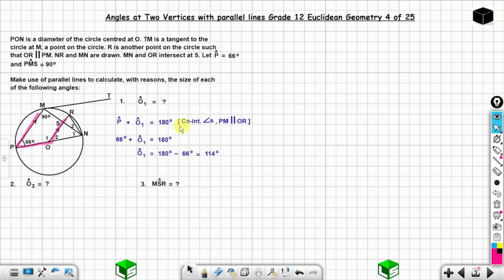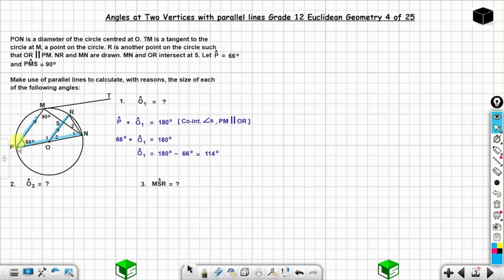Let's carry on. Now we have to find the angle O2. I can find O2 using the straight line, but the question says make use of parallel lines. So we are going to make use of parallel lines. To find O2, can you see I have the F shape? Let me get my highlighter. This is F.